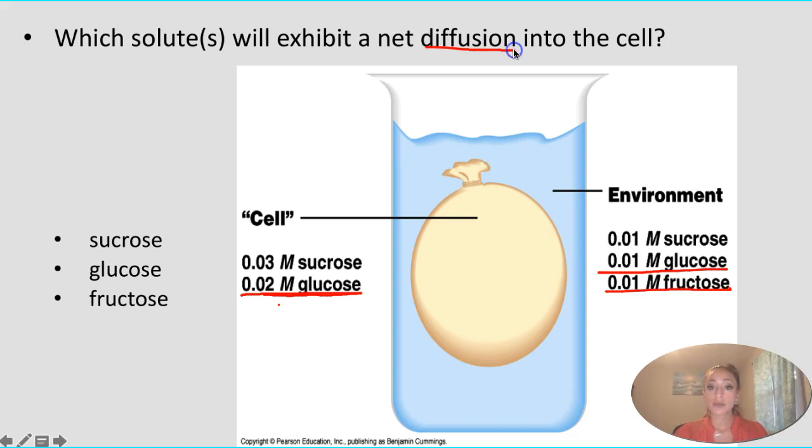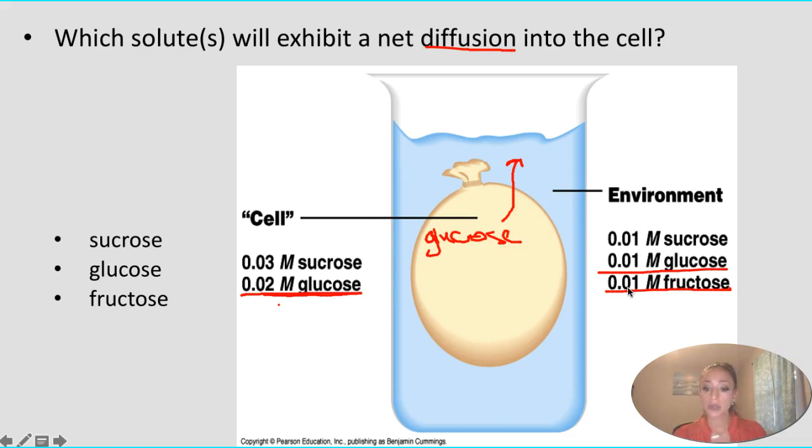Diffusion is the movement of a solute from a high solute concentration to a low solute concentration. Okay, so let's look at glucose first. Glucose, is it higher in the cell or higher outside of the cell? It's higher inside the cell. So that glucose is going to try to even itself out by going outside of the cell. I'll just put glucose from an area of high glucose concentration to an area of low glucose concentration.